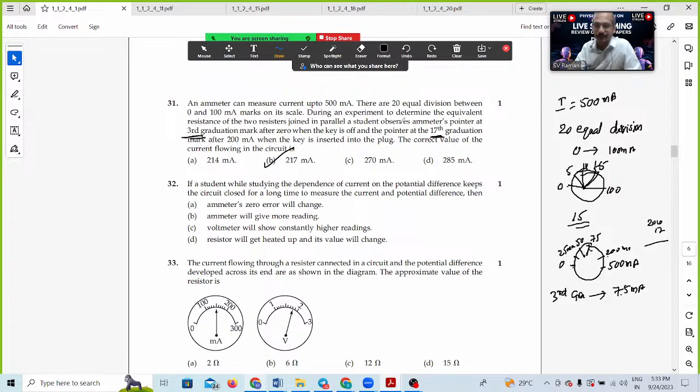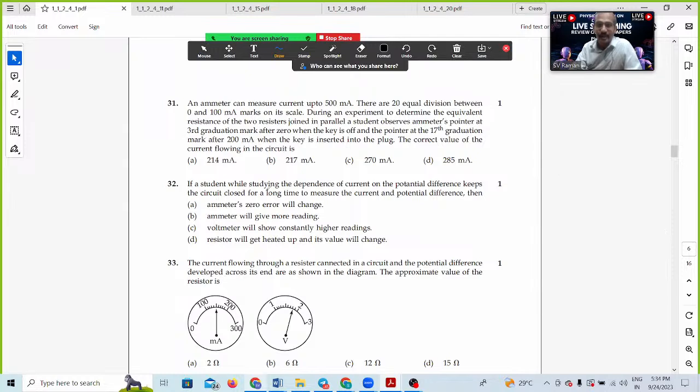Next question. If a student, while studying the dependence of current on the potential difference, keeps the circuit closed for a long time to measure the current and potential difference, then option A, the ammeter's zero error will be changed. Option B, the ammeter will give more reading. Option C, the voltmeter will show constantly higher reading. Option D, the resistor will get heated up and its value will change.